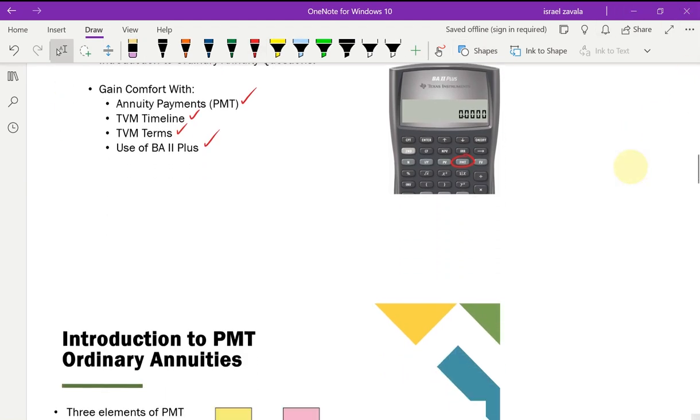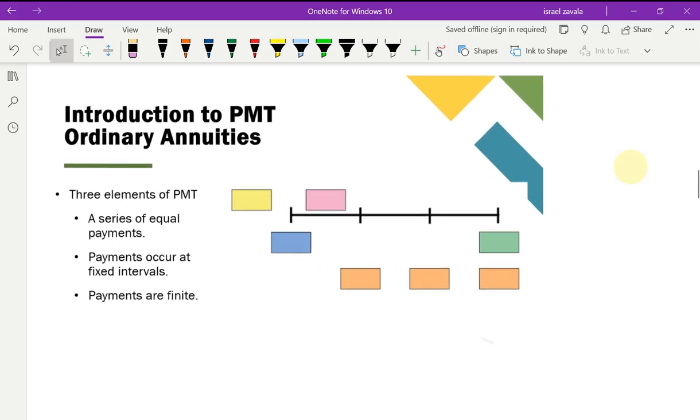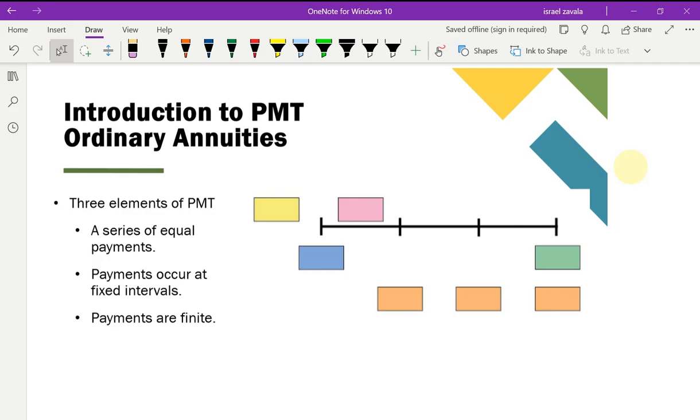Okay. All right. So before I start, I don't want to use these videos as a lecture. They're really for me to solve the homework problems that I give my students, but I do feel like I need to talk about it at least a little bit here. So let me introduce the payment or the ordinary annuity. So first thing, there are three key elements to payments, okay?